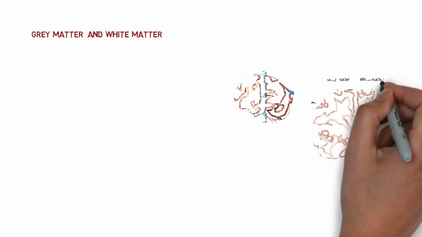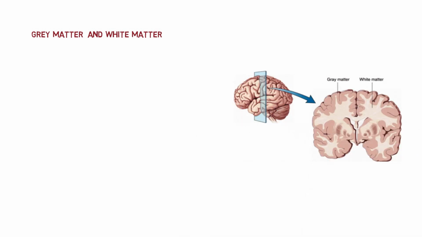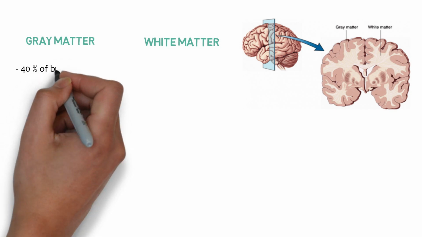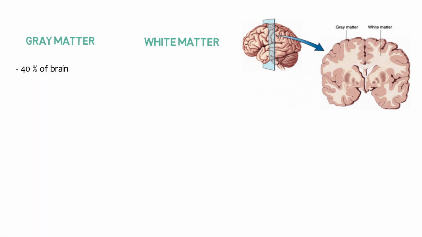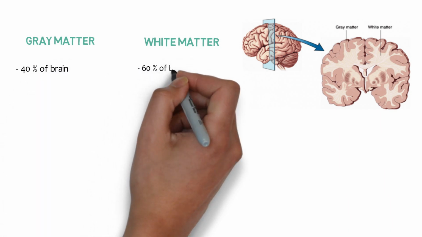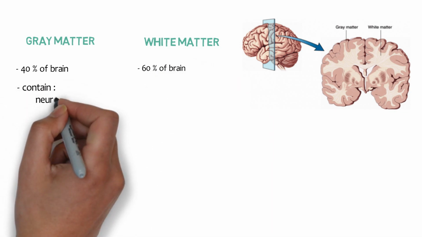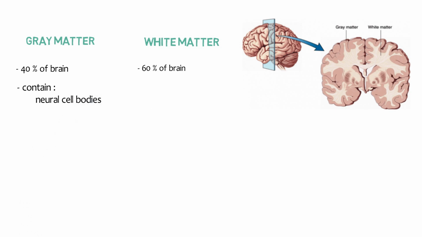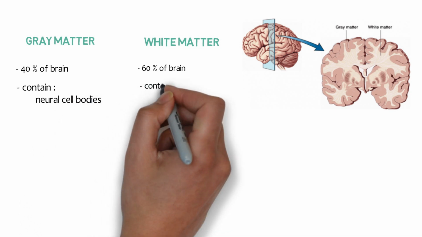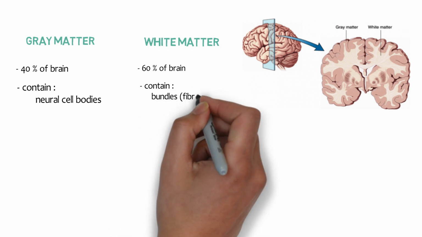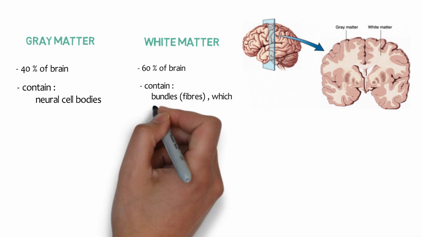So look over here, this is the cut section of cerebrum. This dark grayish area is gray matter, while this whitish area is called the white matter. Gray matter forms only 40% of the brain, while white matter forms about 60% of the brain. Gray matter contains most of the brain's neural cell bodies from which nerve impulses originate, and the white matter consists largely of nerve fibers. Its main role is to transmit nerve impulses.